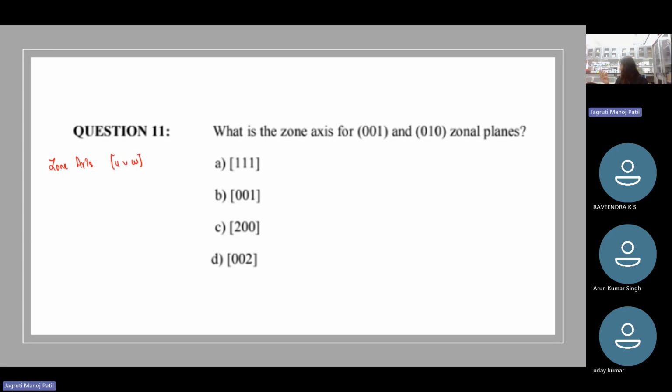And then you'll have some lattice planes. Within those lattice planes, you'll have different indices. Let's assume those indices are H, K, and L. So you take different combinations of them.